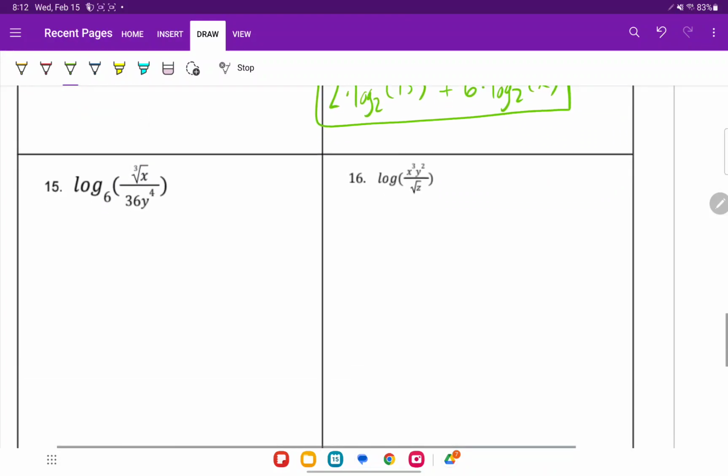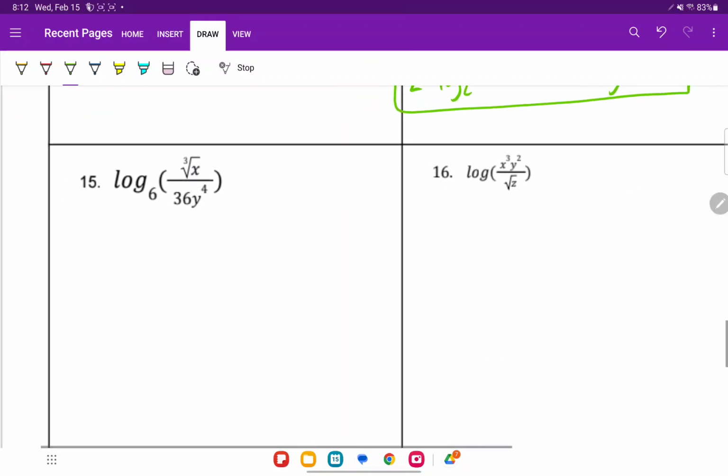All right, for number 15. So this one's a little bit different because we have a division here, right? So I'll tell you this right now, whenever I do logs and I'm dividing it, anything on the top is going to be a positive, anything on the bottom is going to be a minus. Okay, so let me show you what that means.